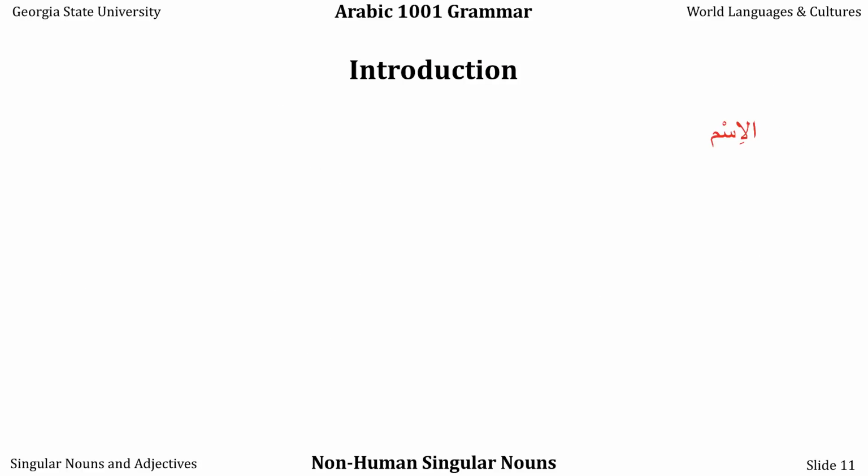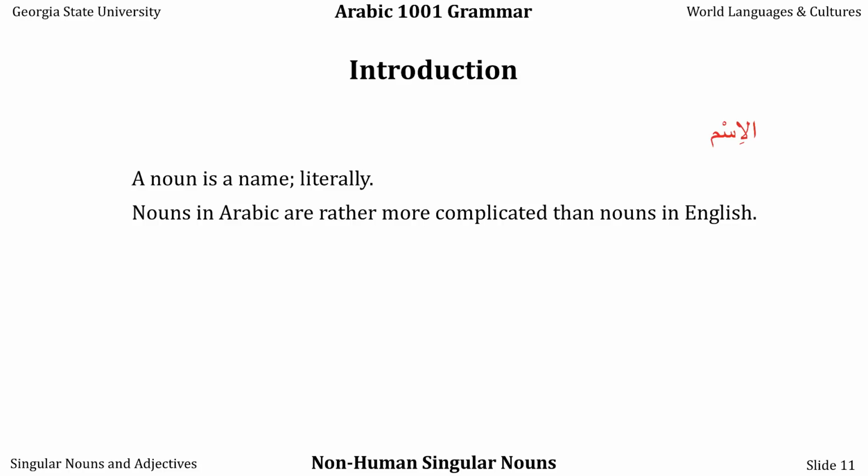Now, let's learn a little theory. Al-ism. Al-ism means name. You've probably already learned ismi Ian or ismi Abdurrahman or whatever your name is. So a noun is a name. In fact, in English, the word noun originally comes from the word for name. Nouns in Arabic are rather more complicated than nouns in English. We have to think a little bit more about the different qualities nouns have in Arabic when we're going to use them. It's not rocket science, but it does take a little bit of getting used to, and that's what these lessons are designed to do.